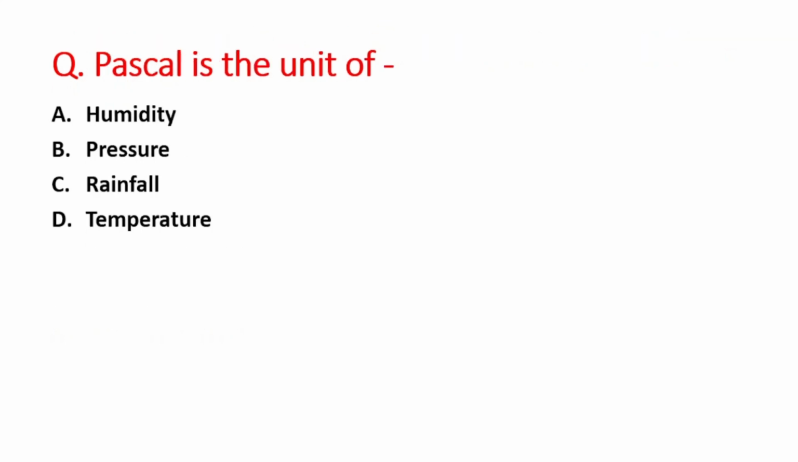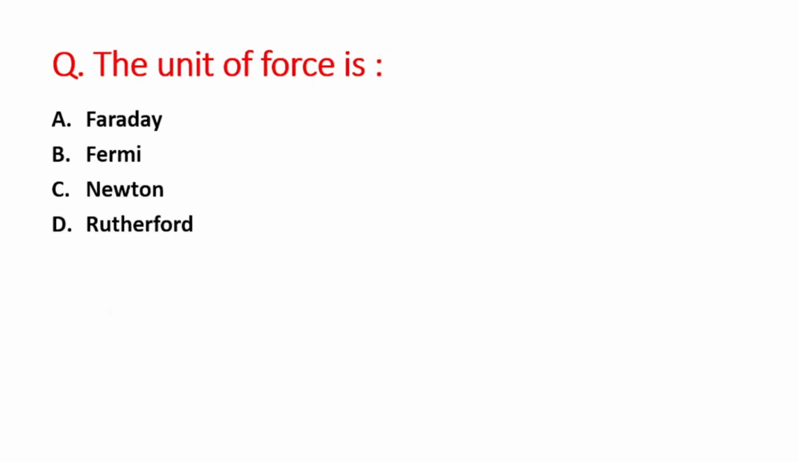Next question is: Pascal is the unit of? A option is humidity, B is pressure, C option is rainfall and D option is temperature. So the right answer is option B, that is pressure. So Pascal is the unit of pressure. Next question is: the unit of force is? A option is Faraday, B is Fermi, C option is Newton and D option is Rutherford. So the right answer is option C, that is Newton.